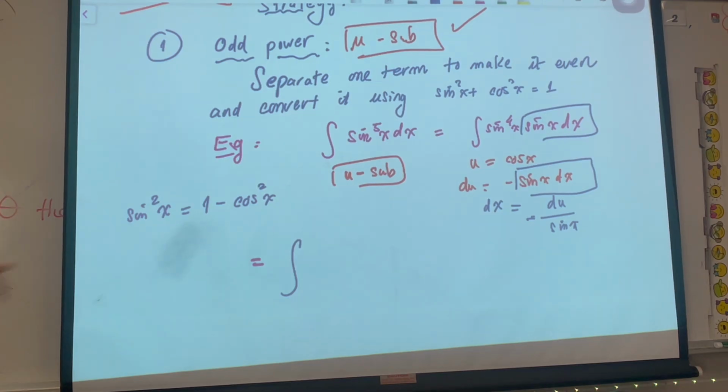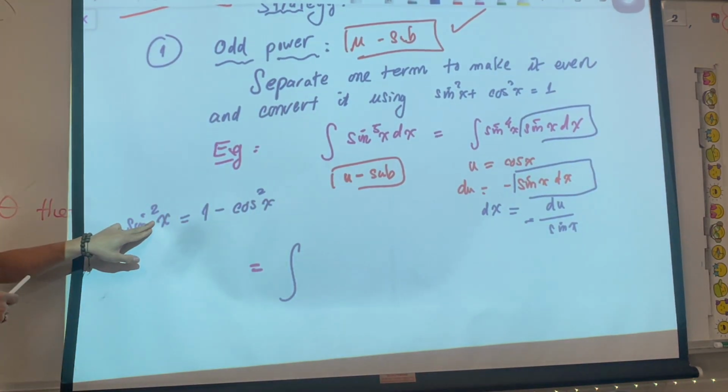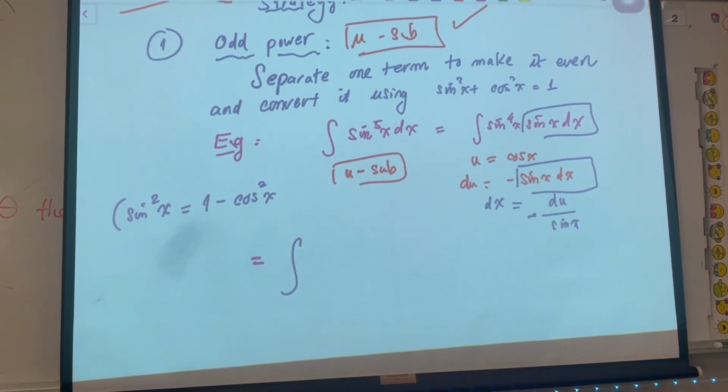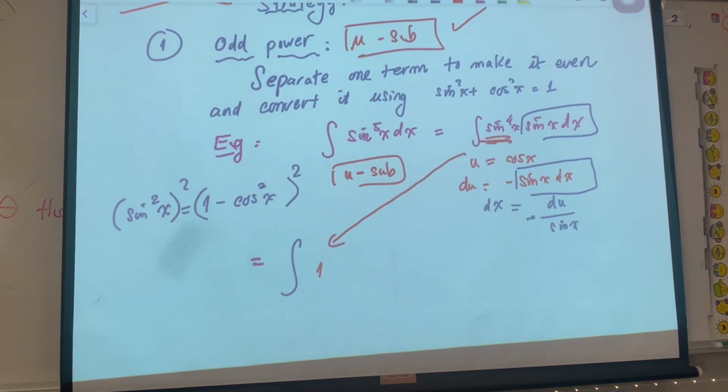Yes, that's right. Because this is the 4, right? So I need it to be 4. So what am I going to do? I'm going to square everything. So actually sine 4 will be equal to 1 minus cosine square and square outside. Yeah? So what's good? Your step is easy. So if you see the odd power, that's a good sign.